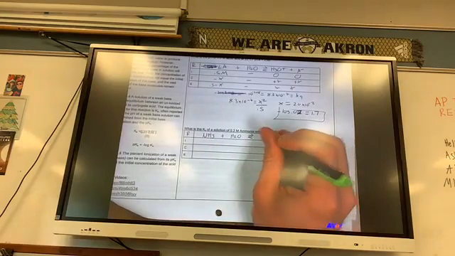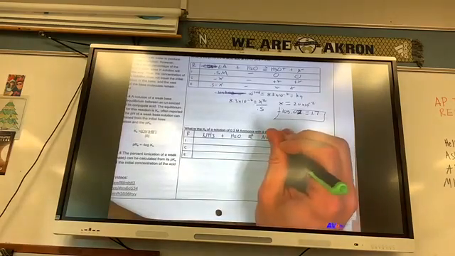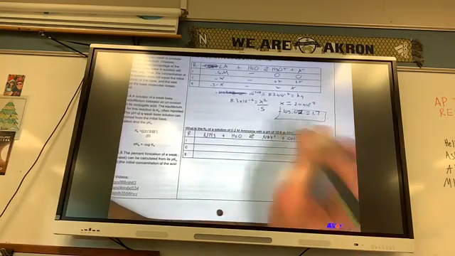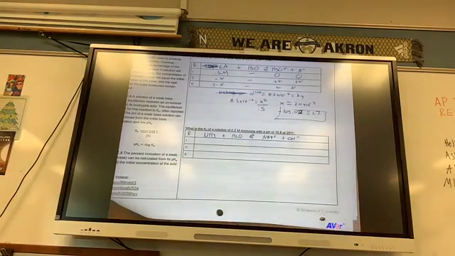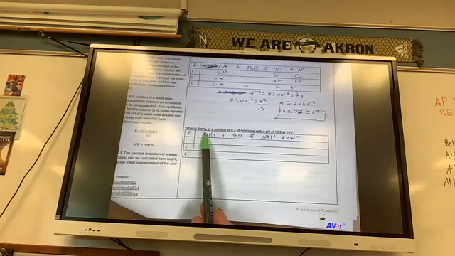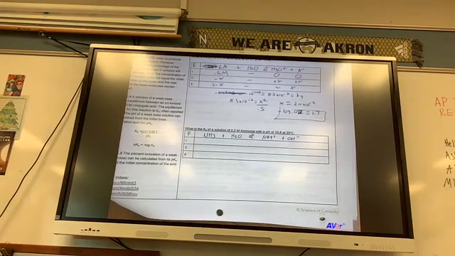There's no way you just let ammonia be a base? How do you know? Well, first of all, they're asking for the Kb, right? So this has to be a base. Find the Kb.